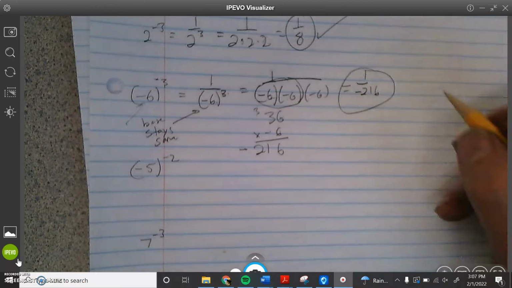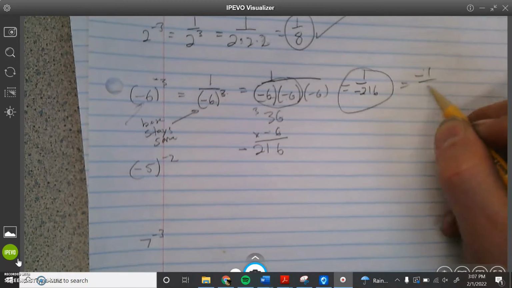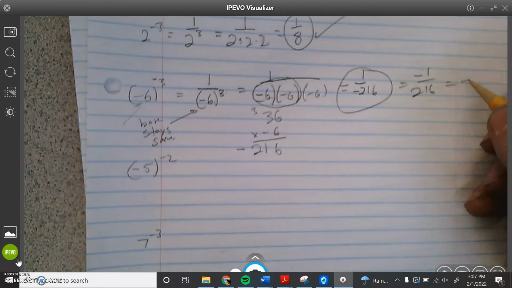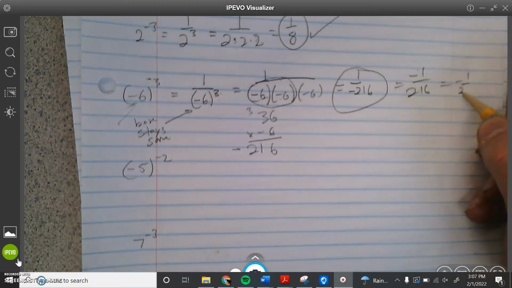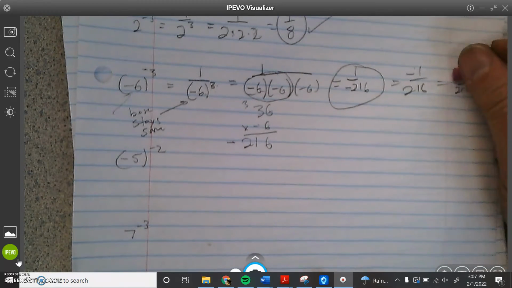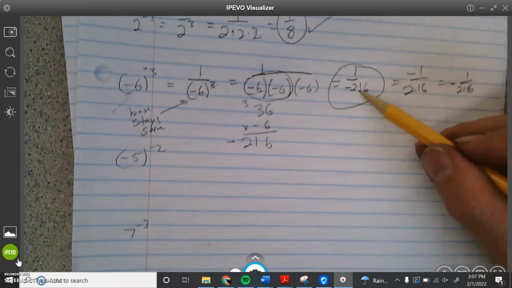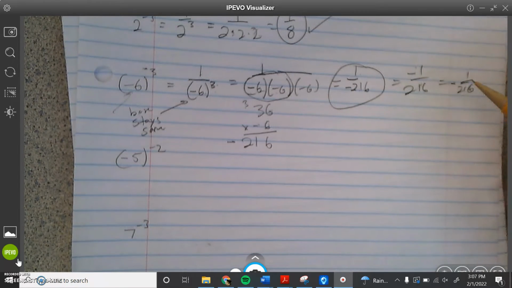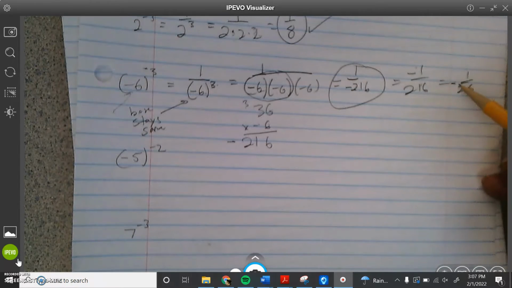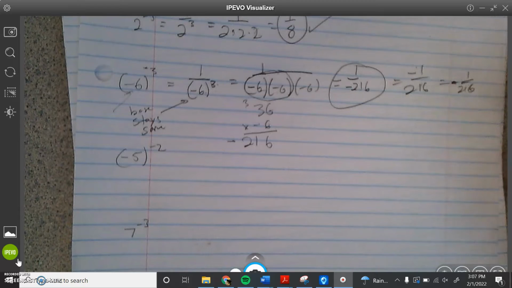There we go. Or you can write it as negative 1 over 216, or put the negative out front like that. All the same thing, because a positive divided by a negative is the same as a negative divided by a positive. And sometimes I like to put it out front also, which means the same thing. So those are all the same. Great job.